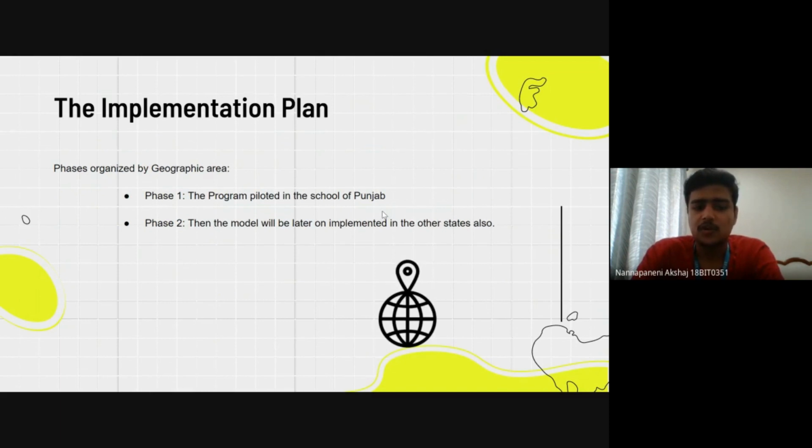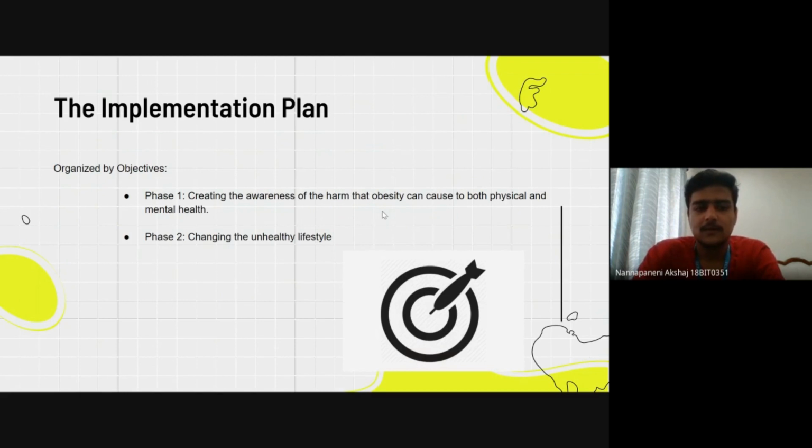The phases organized by geographic area. In phase 1, we would be piloting our campaign in the state of Punjab, and in phase 2, we would be moving to other states of the country to have a national presence. Organized by objectives. In phase 1, our main objective is to create awareness about obesity and its ill effects. In phase 2, we would be working to reduce obesity rates in society.